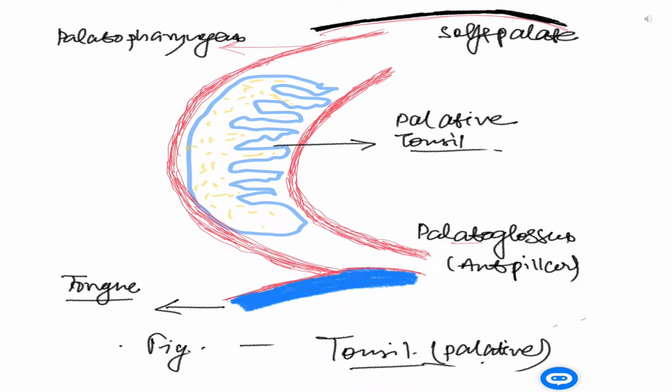So anteriorly there is a muscle known as palatoglossus, also known as anterior pillar, and posteriorly there is a muscle, palatopharyngeus, that forms the posterior pillar. On the upper side there is soft palate and on the lower side there is tongue, and in between these two pillars, anterior pillar and posterior pillar, is situated the palatine tonsil.